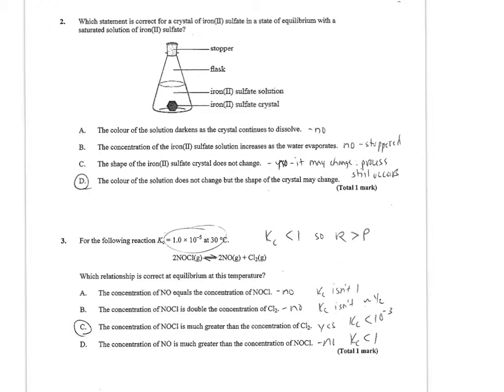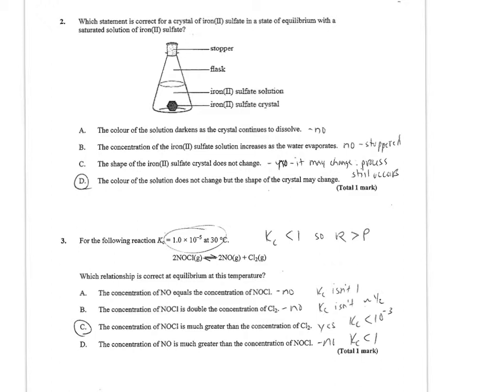And D, the color of the solution does not change, but the shape of the crystal may change. So the color's not going to change because the net in and out of crystal to solution is going to be the same, but the shape of the crystal possibly could change. So D is the best choice there.